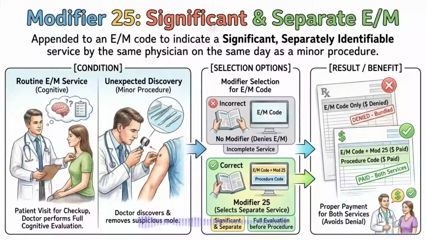Modifier 25 is arguably the most heavily tested modifier on the entire exam. It is appended to an evaluation and management code to indicate that a significant and separately identifiable service was performed by the same physician on the same day as a minor procedure. For instance, if a patient comes in for a routine checkup and the doctor suddenly discovers a suspicious mole and removes it, you would add Modifier 25 to the checkup code. This proves that the doctor performed a full cognitive evaluation before deciding to perform the physical mole removal.